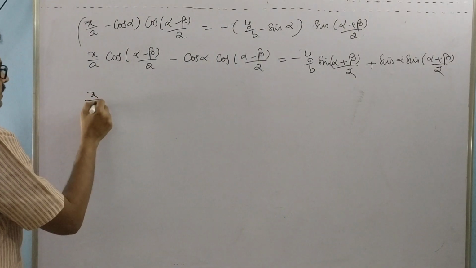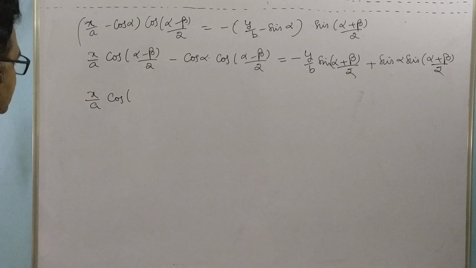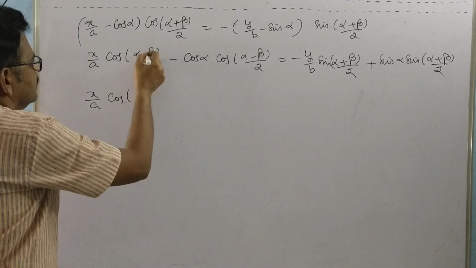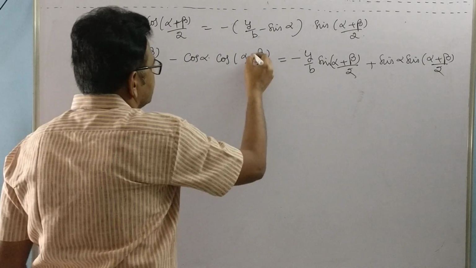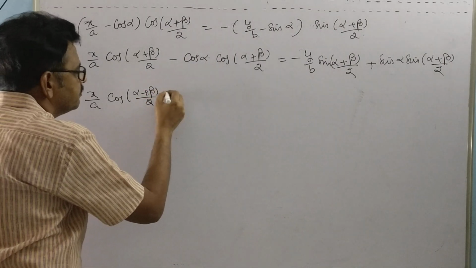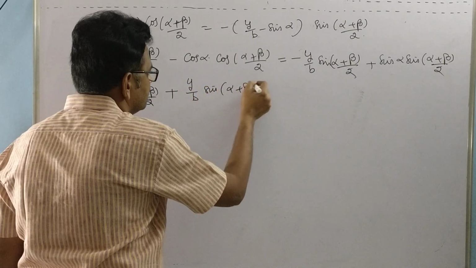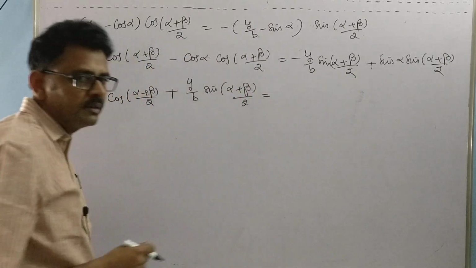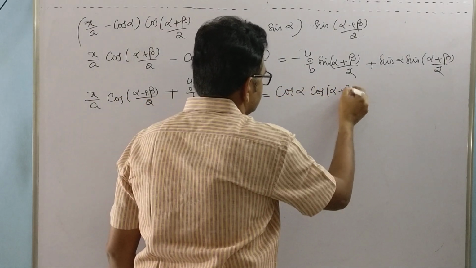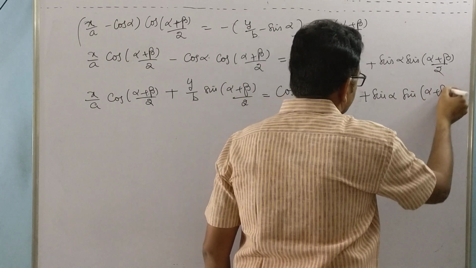So by cross multiplication, I think it is alpha, so this is also alpha. x by a cos of (alpha plus beta) by 2 plus, taking this side, y by b into sin of (alpha plus beta) by 2 is equal to, writing that side, cos alpha into cos of (alpha plus beta) by 2 plus sin alpha into sin of (alpha plus beta) by 2.